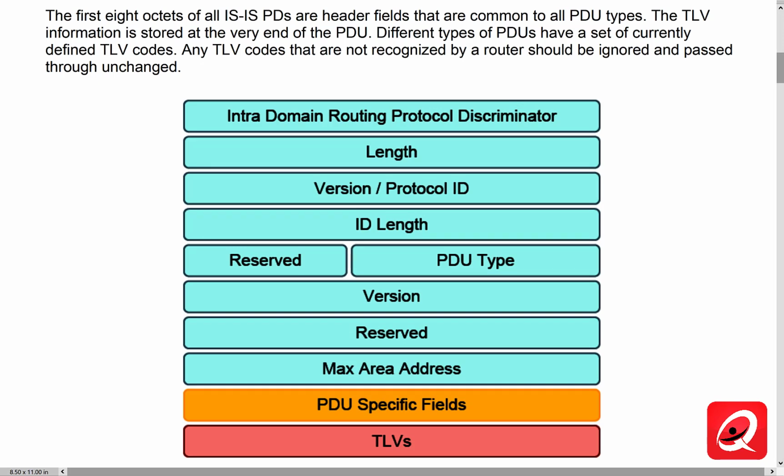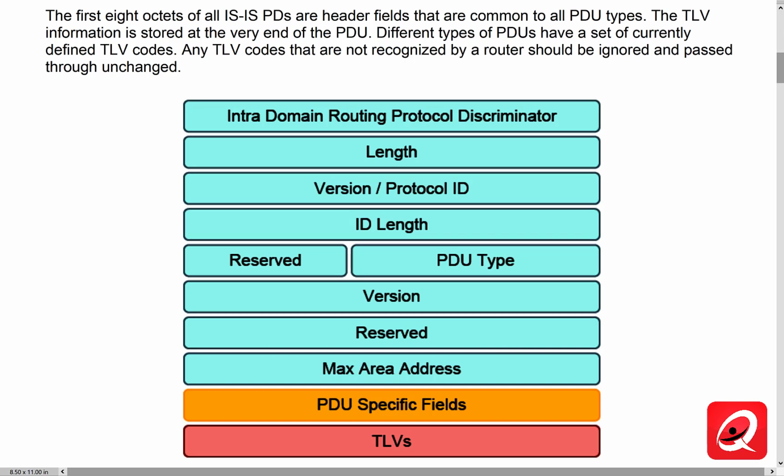The first 8 bytes of all ISIS protocol data units are the header fields. We see this in OSPF as well and EIGRP. Every single packet type has a fixed packet header. There's a fixed OSPF packet header. There's a fixed EIGRP packet header. And just like those two protocols, ISIS has a fixed header as well.